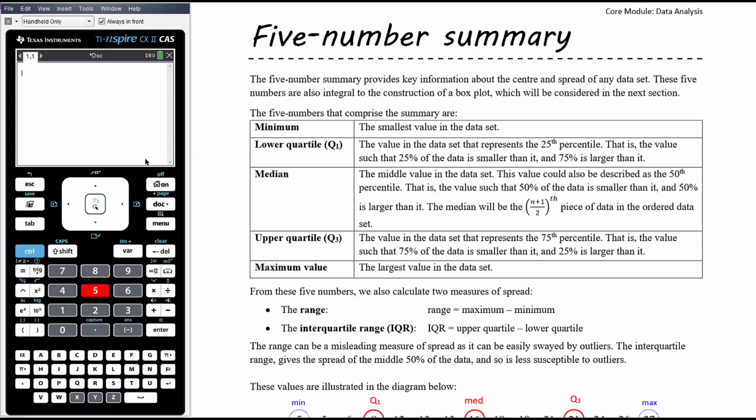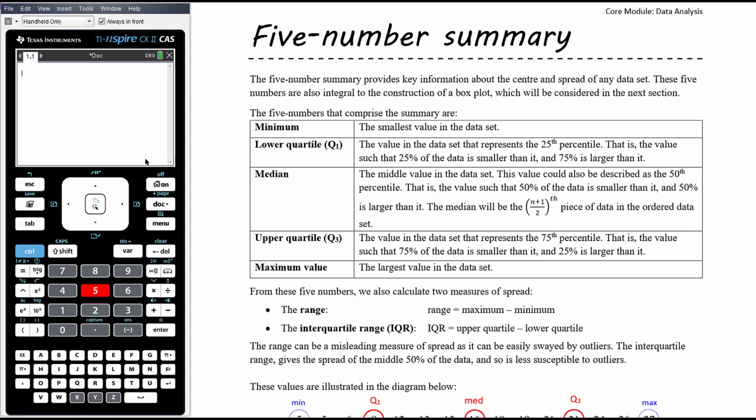So the 5 numbers that comprise the summary are the minimum value, easy, the lower quartile, the median, the upper quartile, and the maximum value. Okay, so minimum and maximum are easy. Do those first, or think about those first, and then discard them. I don't mean get rid of them from the data set, but you then need to kind of get rid of them. The other 3 values, lower quartile, median, and upper quartile, are about dividing the data into 4 equal groups. Okay, the median is the middle of the data set.